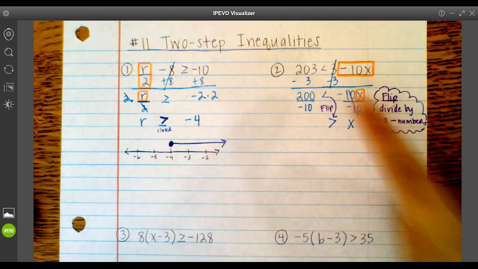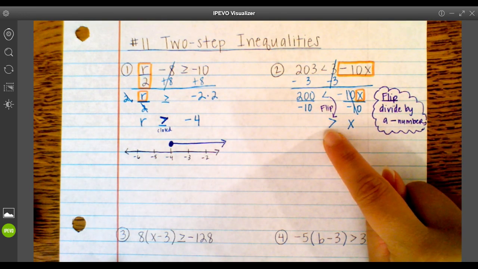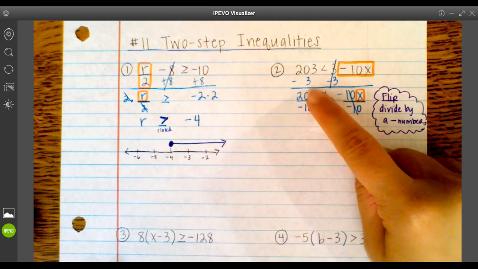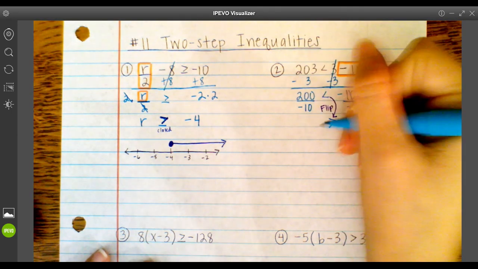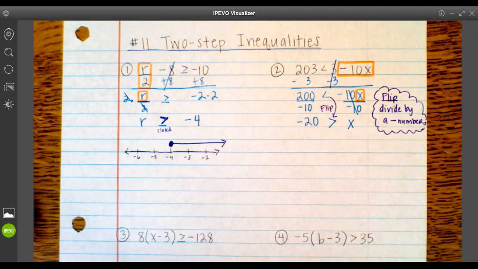All right, so if you divide by a negative value, I flip my sign, and 200 divided by negative 10, in fact, gives us negative 20.